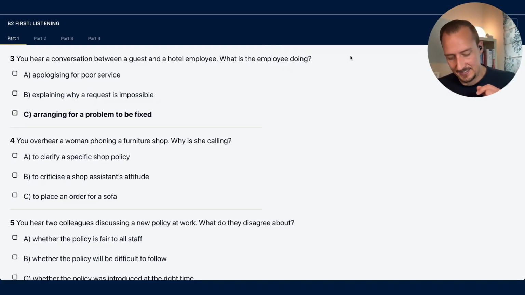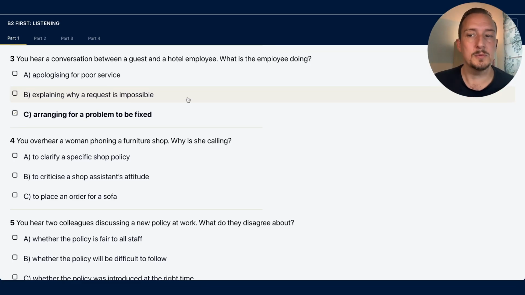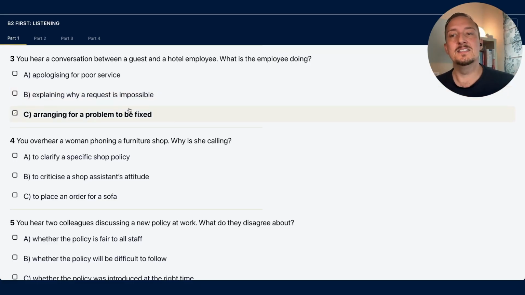So it's not an apology. She then says that I'll call maintenance now, and if they can't fix it, I'll arrange for you to stay in another room. So she's not explaining why a request is impossible. She says if it can't be fixed, then we will do it. So it's a conditional. So there's a chance it could be fixed. So the request is not impossible. So she's calling maintenance, which has a similar meaning to arranging for a problem to be fixed. So the correct answer for number 3 is C.